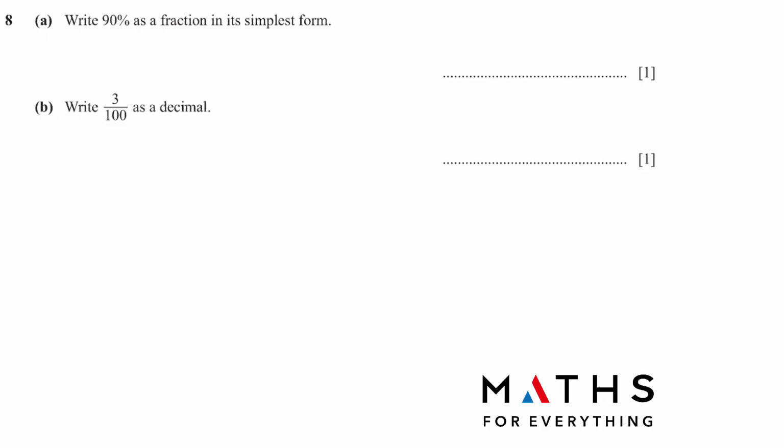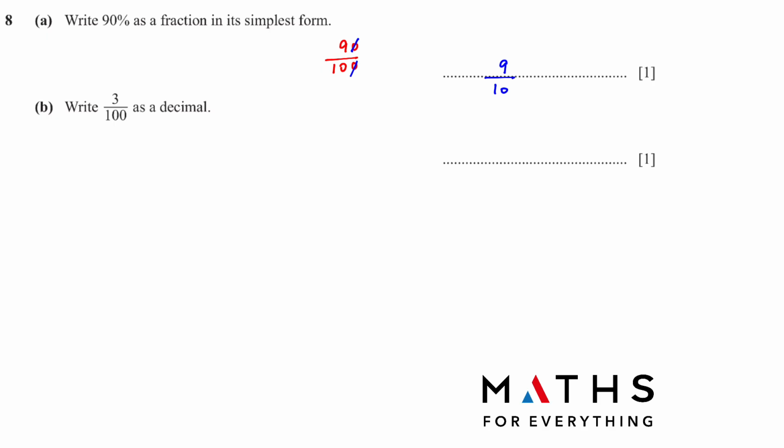Question number 8. Write 90 percent as a fraction in its simplest form. 90 divided by 100. We can cancel a 0 out. That will leave us with 9 over 10. You cannot simplify it more.